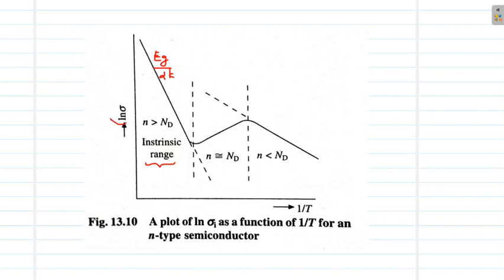And this is a graph of log sigma versus temperature. So this is already known to us, right? In an intrinsic semiconductor, we know as temperature increases, conductivity increases because more charge carriers are produced. So here temperature increases along the negative x direction because it is 1 by T.